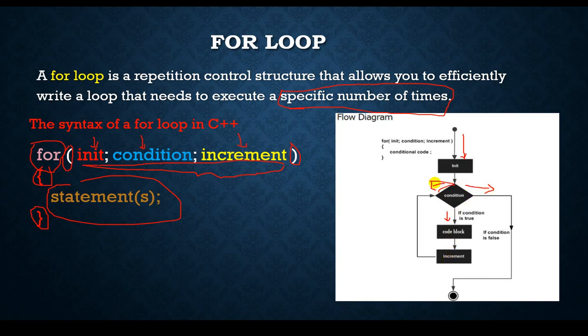So if the condition is true, we come here. If the condition is false, we come here, we stop. But if it is true, we execute the block of code here, then we increase the incrementer and come and check if the condition is still true. Then we keep on moving in this path as long as the condition is true. Immediately the condition evaluates false, we leave the loop.